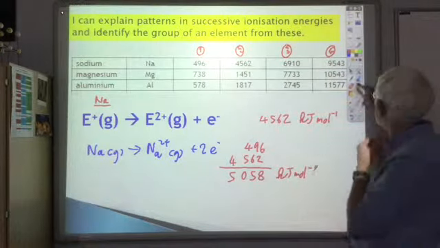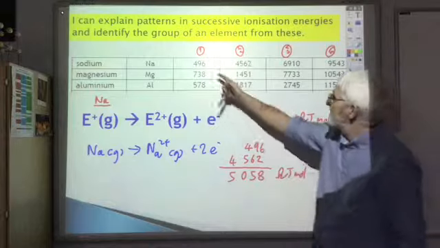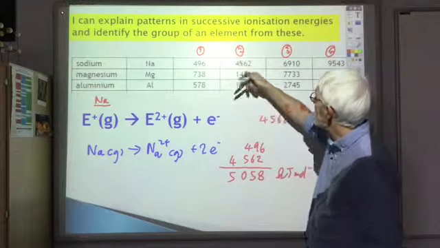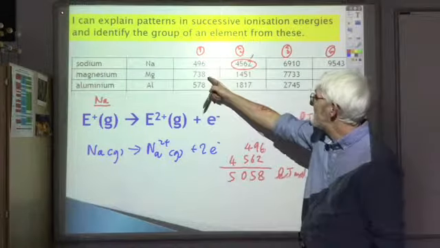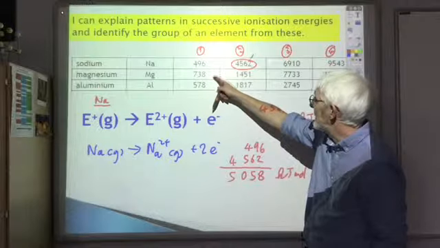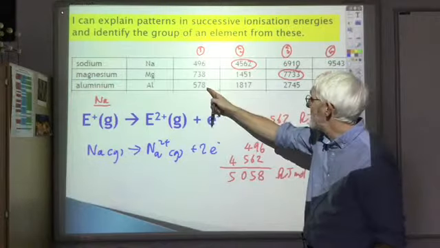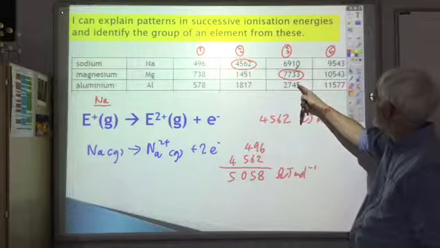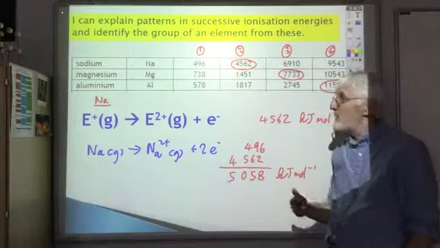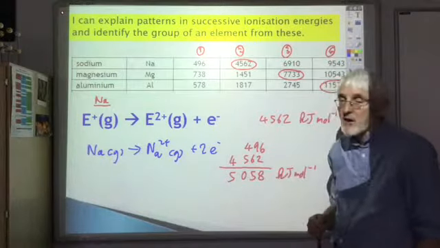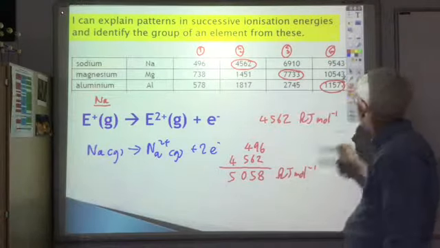But if we look carefully, we see that for each element, at some stage we get a very big jump. So for sodium, you get a big jump between the first and second ionisation energy. This goes up to 4562. Whereas magnesium, fairly gentle increase between the first and second, but a big jump to the third. Whereas aluminium, the very big jump happens between the third and fourth ionisation energy. And from that, if we didn't know it was sodium, magnesium and aluminium we were dealing with, we should be able to work out that this is a group 1 element, this is a group 2 element, this is a group 3 element.